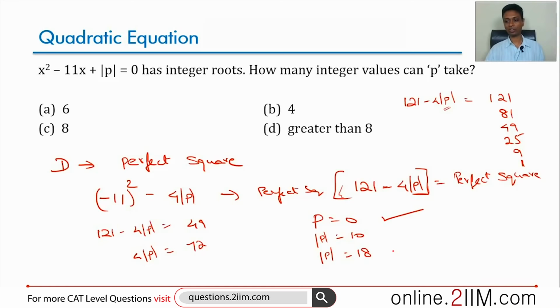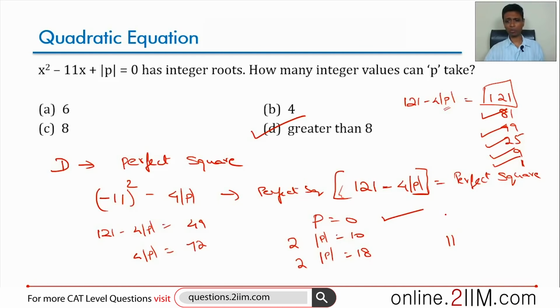And then we keep on listing all of these. Remember, if mod p were 10, p could take 2 values. Mod p is 18, p would take 2 values. There'll be 2 values for this, 2 for this, 2 for this, 2 for this, 2 for this. 10 values totally, plus only 1 value for this, because then p is 0. 11 values are possible totally, greater than 8. That is the answer we are looking for.